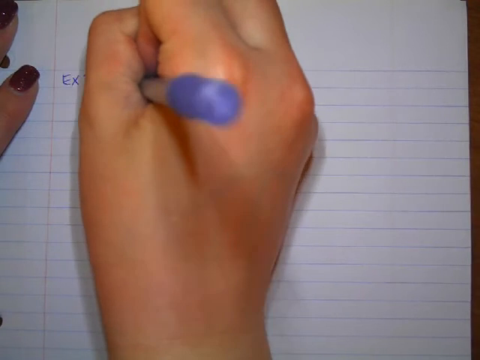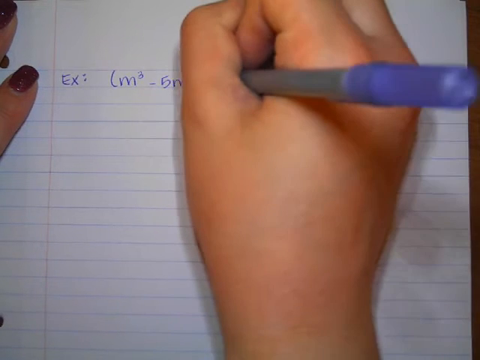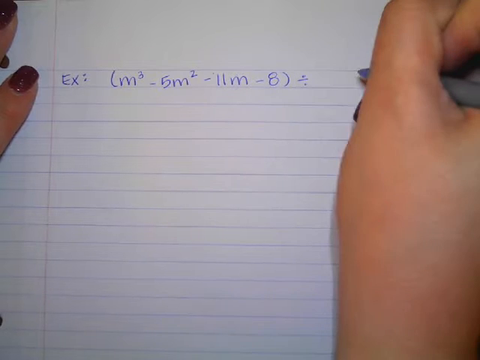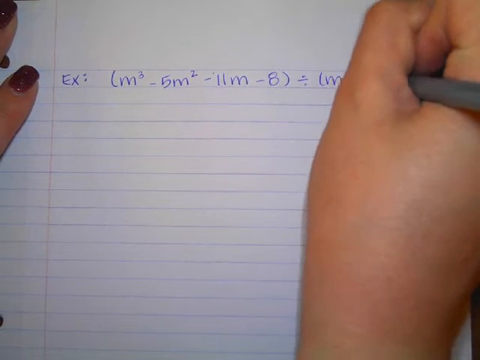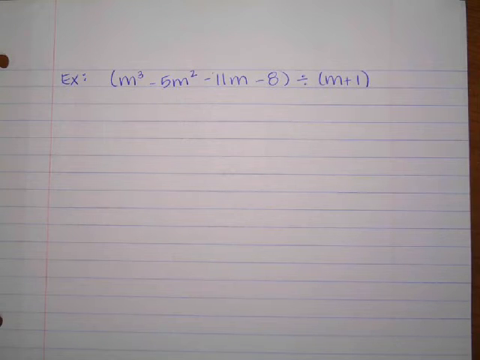All right, so our next example is going to be m to the third minus 5m squared minus 11m minus 8 divided by m plus 1. So how do I set up the problem?